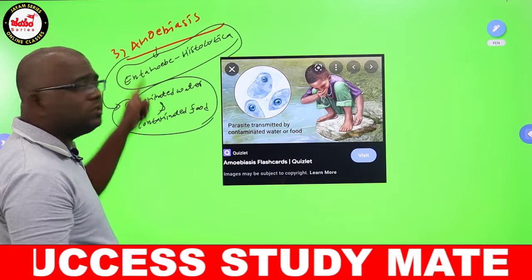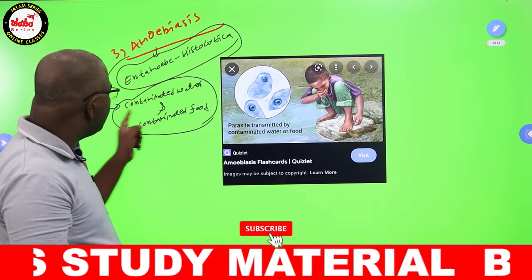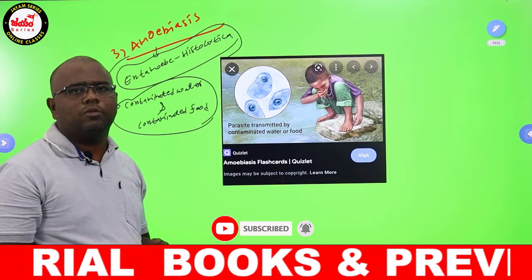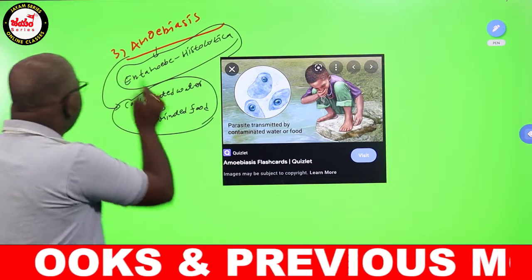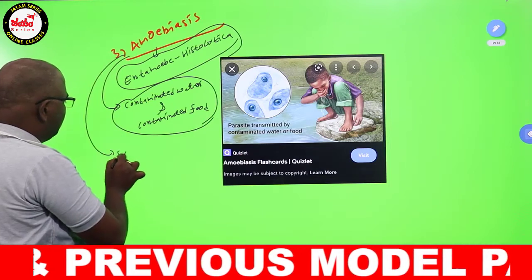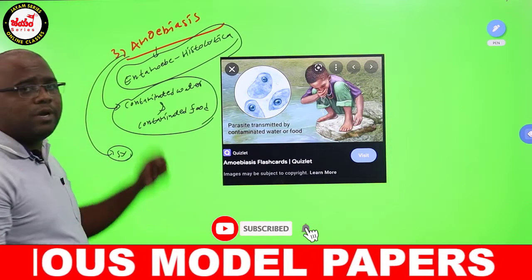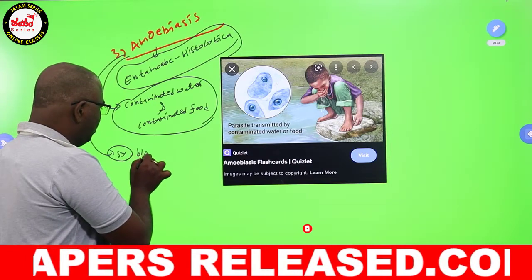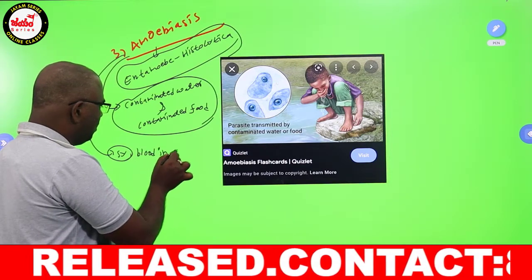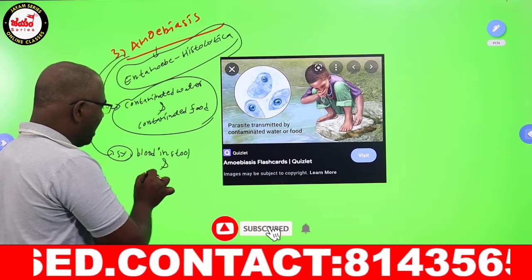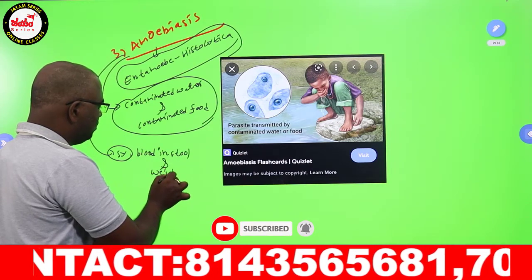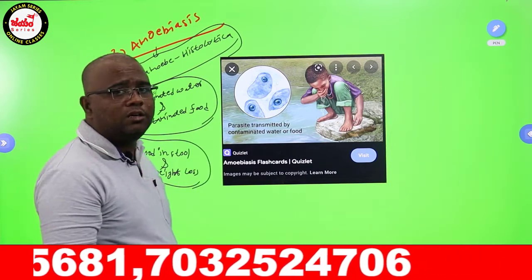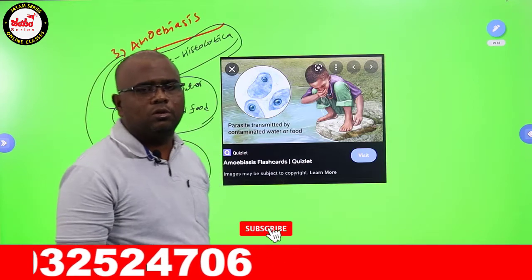Amoebiasis is caused by drinking contaminated water and eating contaminated food. The main symptoms of amoebiasis are blood in stool and weight loss.